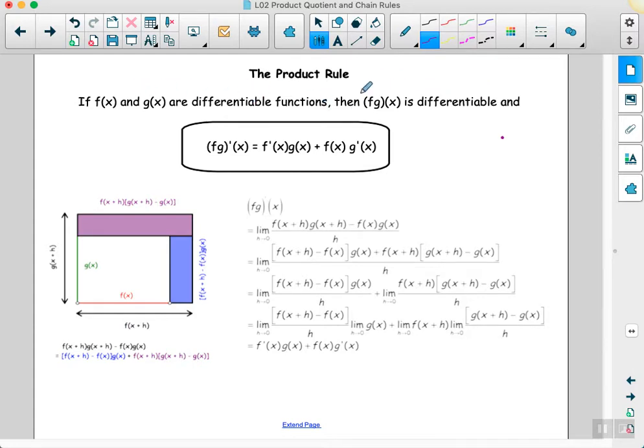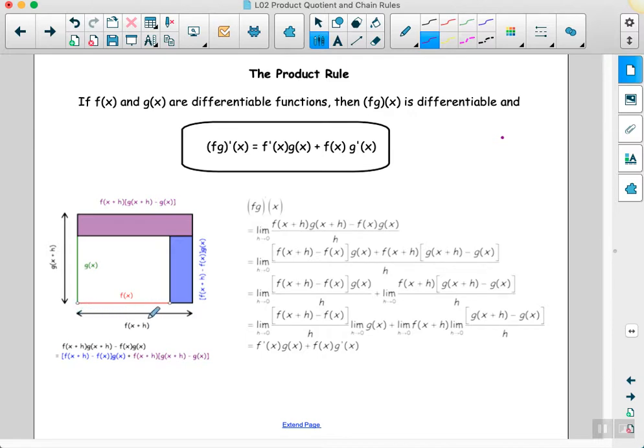If f at x and g at x are differentiable, then we know (f times g)' at x is equal to f prime at x times g at x plus f at x times g prime at x. And what I want to do is show you an alternate to probably the proof that was presented in school.